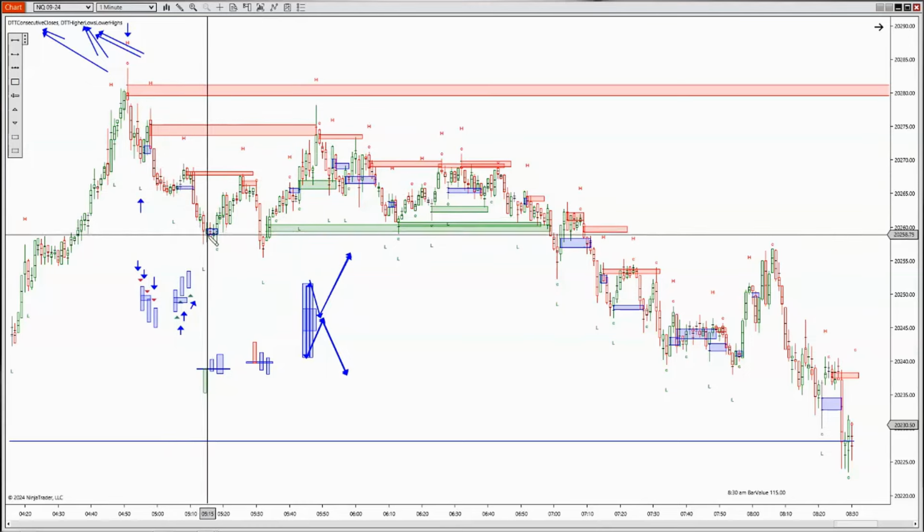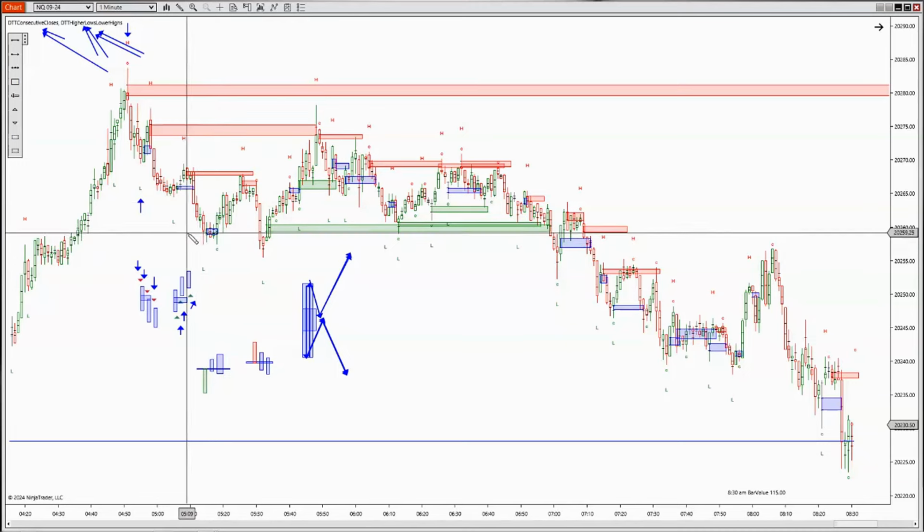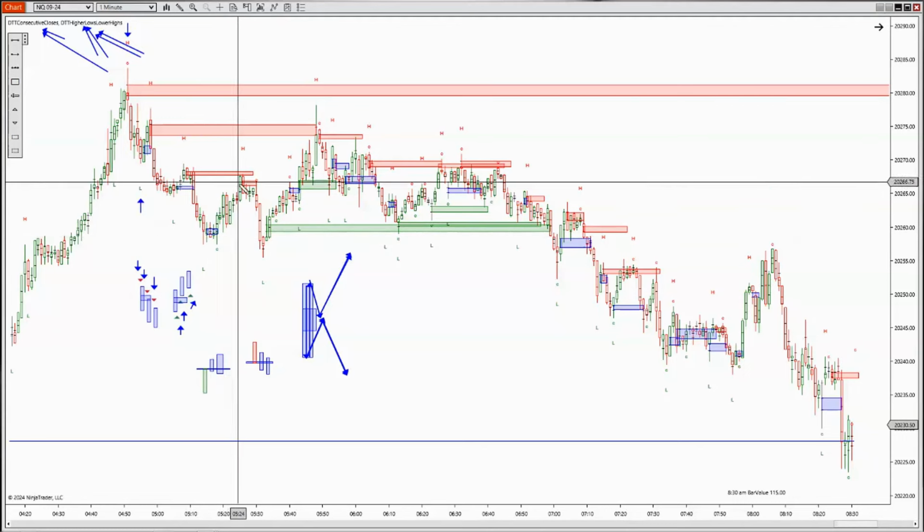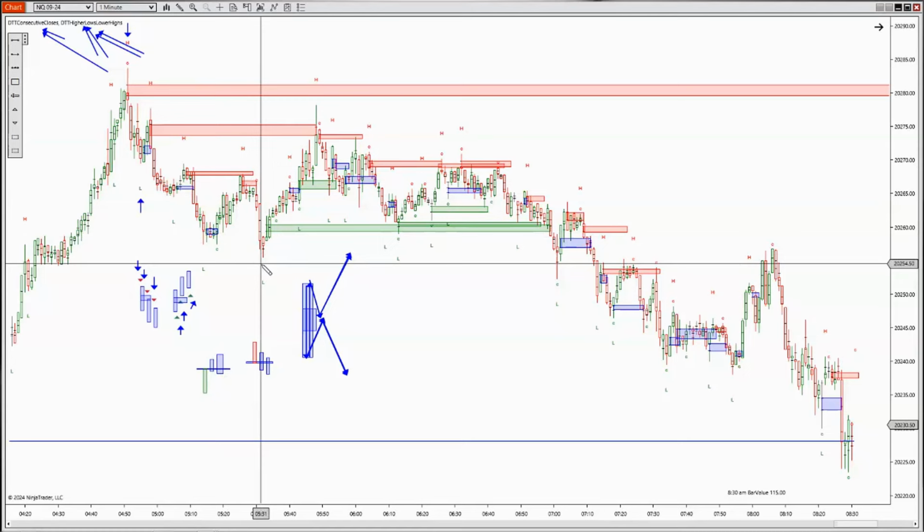All right. So here they close beneath this first green bar. They close beneath that threshold. That's bad. Closing beneath the threshold on the reversal is bad. That's not good. Absolutely not the thing to do. We don't need that to happen. And so, of course, they came back and they fell right through it.